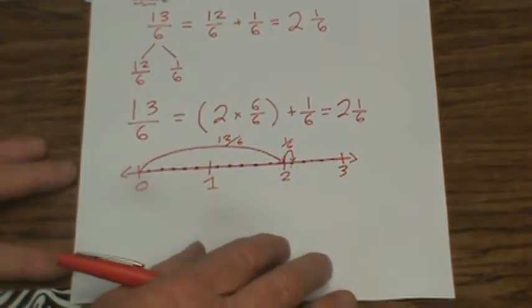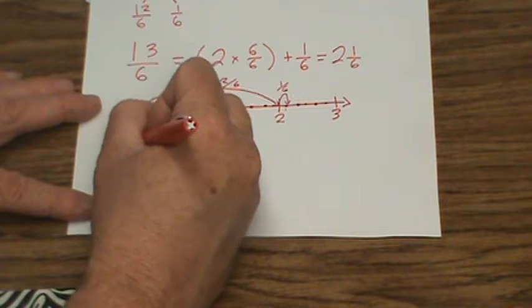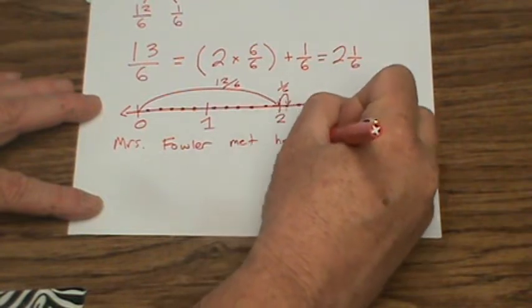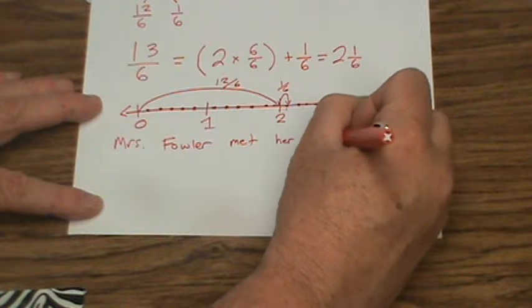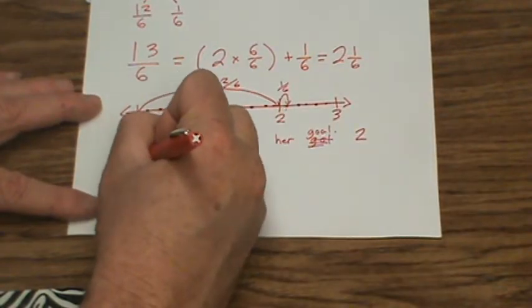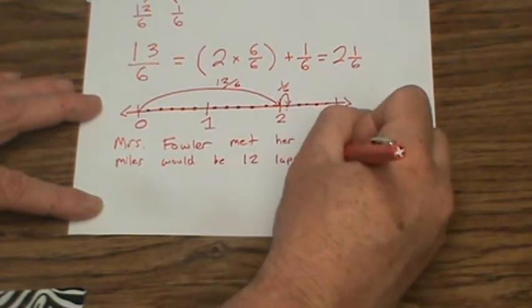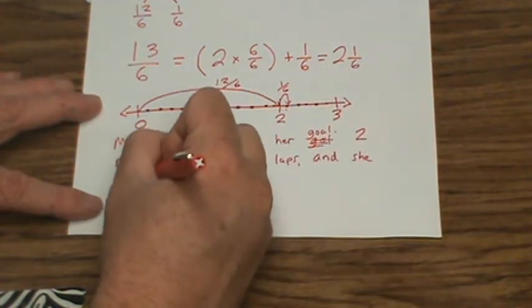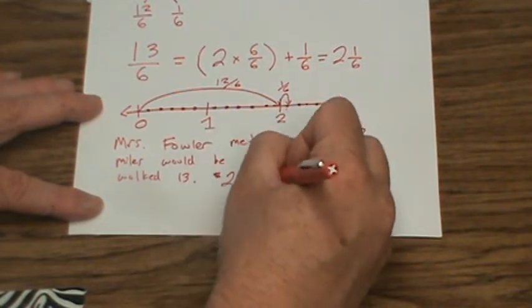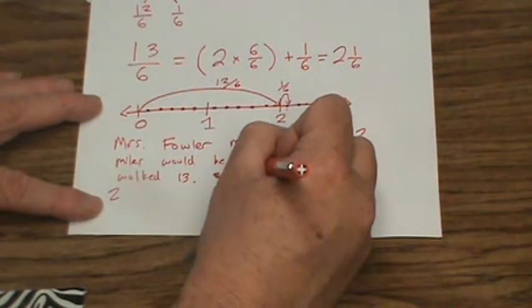So now they've asked us to explain it, okay? Explain your thinking. We've read, we've drawn, now we write. Mrs. Fowler met her goal. Remember her goal was to walk 2 miles? 2 miles would be 12 laps. And she walked 13. 2 and 1/6 is greater than 2. And that's miles and miles.